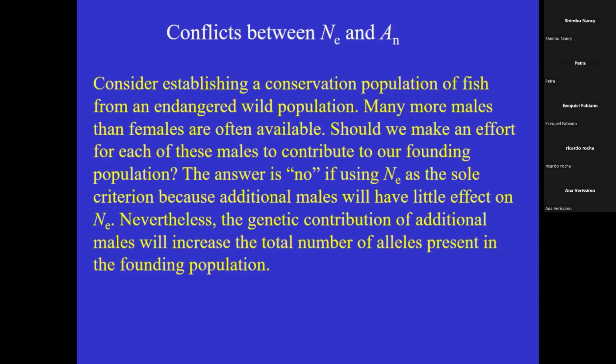If we used effective size as the only criterion, we may say using more males is not going to matter because effective size is limited by the number of females. However, if we think about allelic diversity, those males, if we bring them into the population, might not have much effect on heterozygosity, but they could really increase the number of alleles present in the population. So in the long run, if we're trying to preserve a species by starting a conservation population, having as many males as possible is probably a good recommendation.